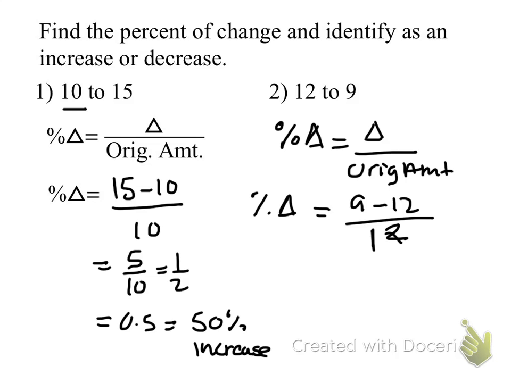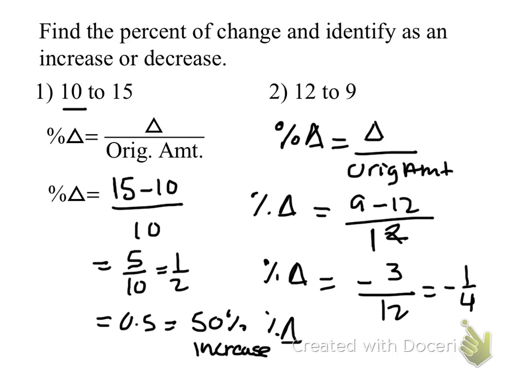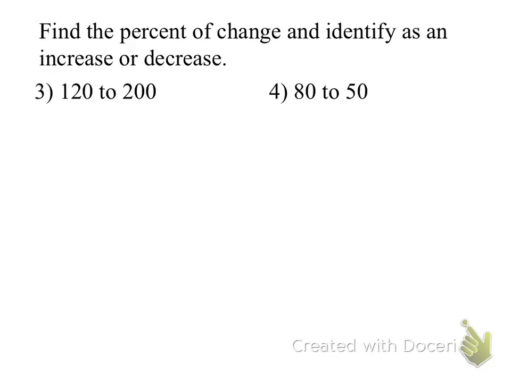So now 9 minus 12 is what? Negative 3 over 12. This reduces to negative 1/4. So the percent change, I know that percent by heart. Okay, so what does that mean, negative 25%? It just means a decrease. Do you understand, Jerry? Okay, now you try 3 and 4.